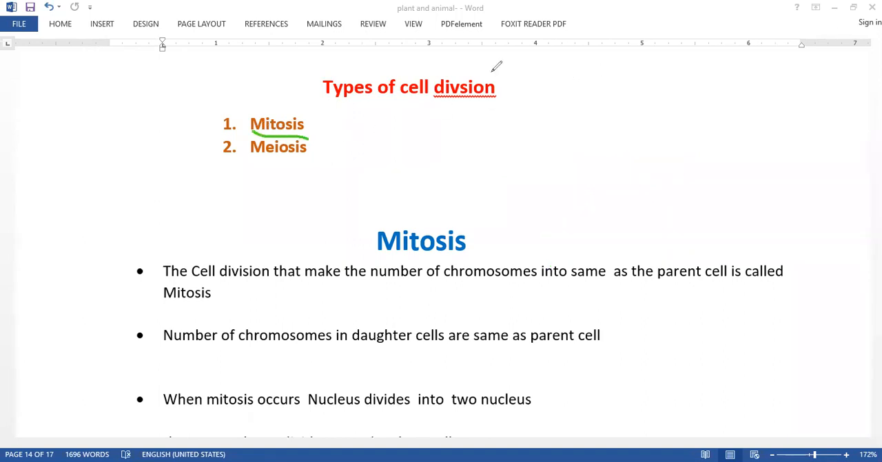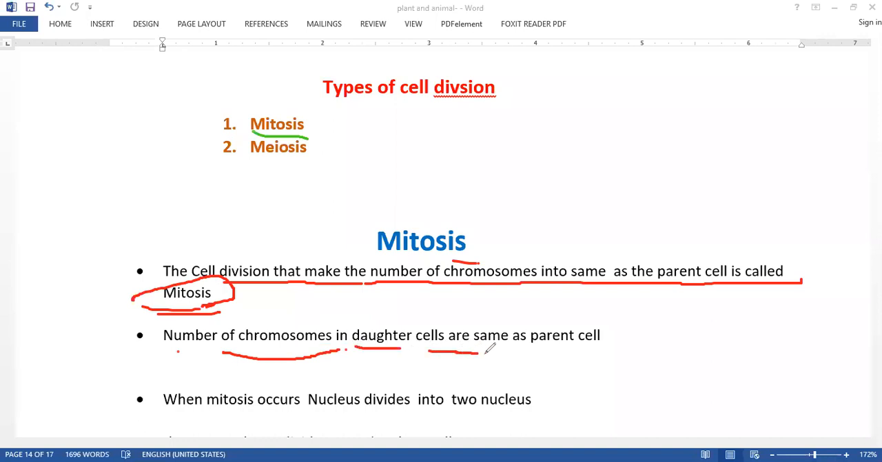That is mitosis. Mitosis is the cell division that takes place and makes the number of chromosomes the same as the parent cell. So you have to understand this very clearly. I will explain it in detail in the next class, because it will take too much time, as it's almost 10:07. Next point, the number of chromosomes in daughter cells is the same as the parent cell.